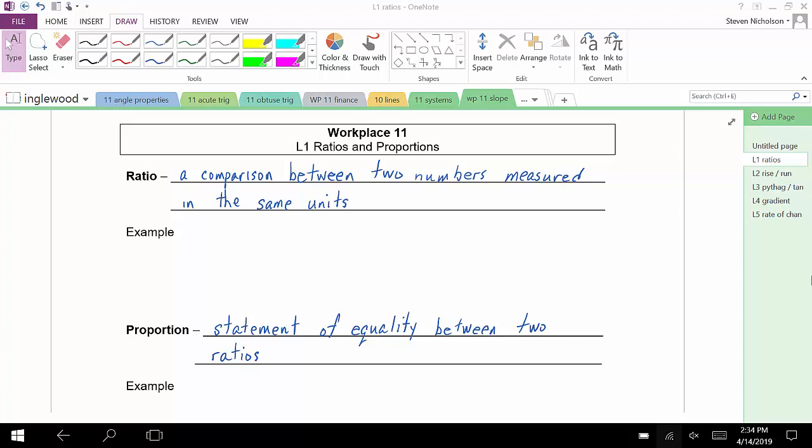The first lesson in this unit is a quick review on ratios and proportions. A ratio is a comparison between two numbers measured in the same units.